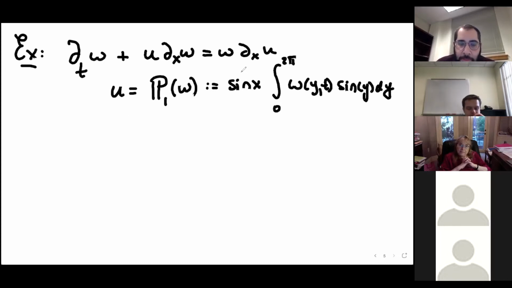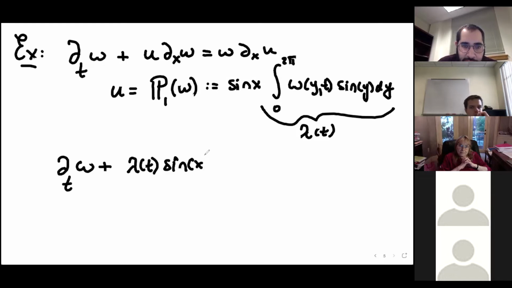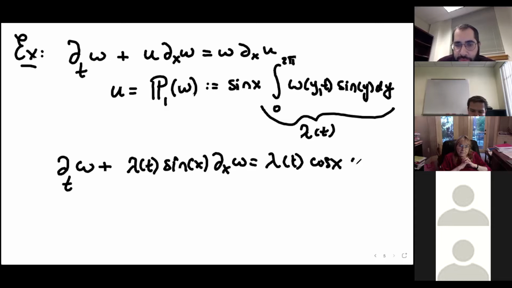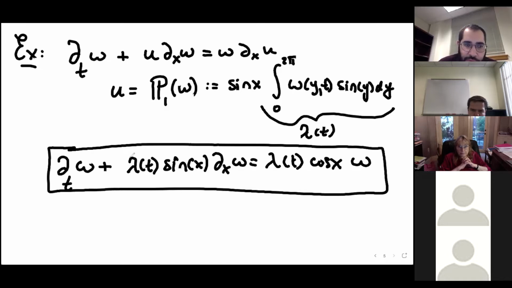And it turns out that, so let's think about what's going on. If we call this lambda of t, then the equation is just dt of omega plus lambda of t sine of x dx omega is omega lambda of t cosine x times omega. So this is now the equation. It's just a closed equation on omega.